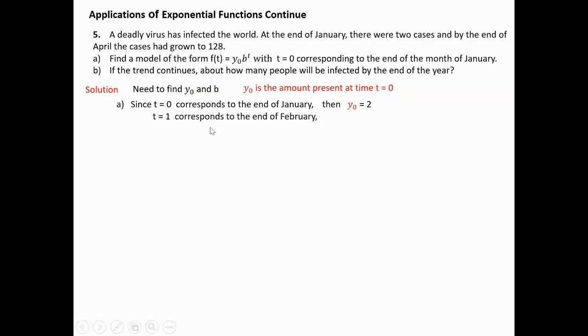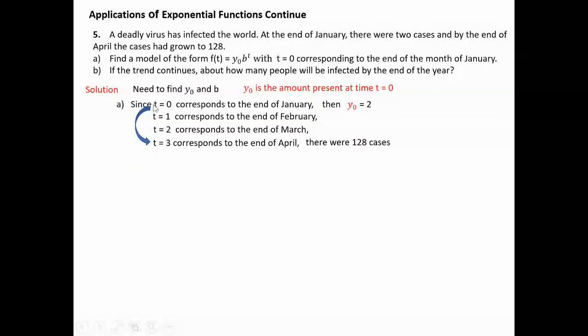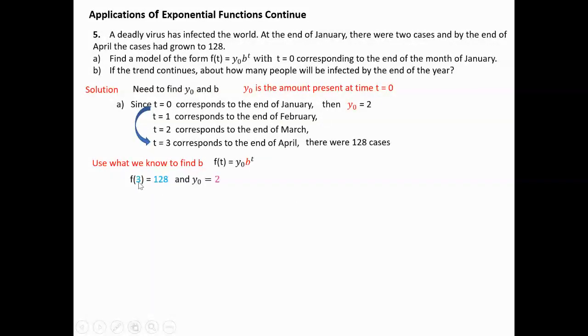Then t equals 1 corresponds to the end of February. t equals 2 corresponds to the end of March. We have to go to the end of April, right? So we need to go one more. t equals 3 corresponds to the end of April. So by April, there were 128 cases. I like to do this example like this, guys, with t equals 0 corresponding to the end of January and so forth, February and March, because this way we know that we have to find another point. So our next point is going to be 3 and 128. You see, when the time was 3, it was 128.